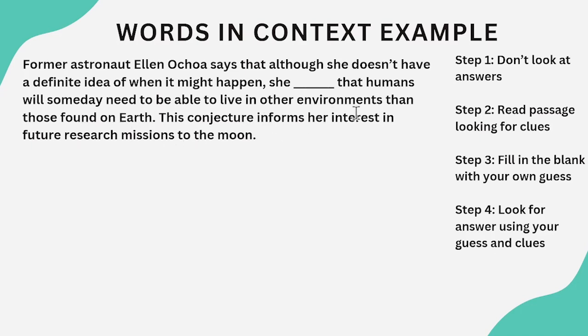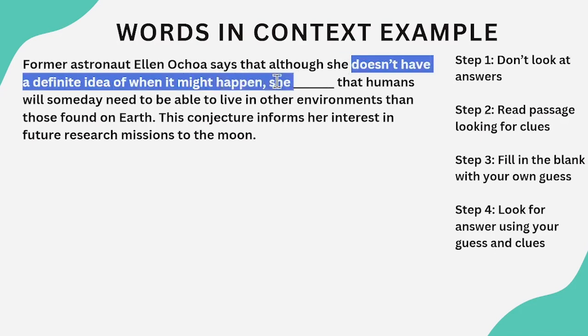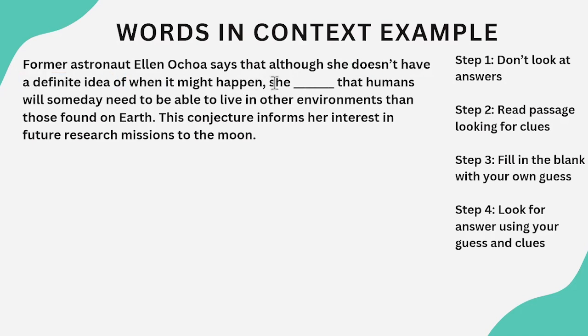So, we read the passage, and now we're going to read it one more time, and we're actually going to look for clues. And just so you didn't cheat, I removed the answer choices so we don't get distracted by those. Let's read this again and actually look for clues. Former astronaut Ellen Ochoa says that although she doesn't have a definite idea, so this is something helpful. She doesn't have a definite idea. She's not sure of when it would happen. She blanks that humans will someday need to be able to live in other environments than those found on Earth.